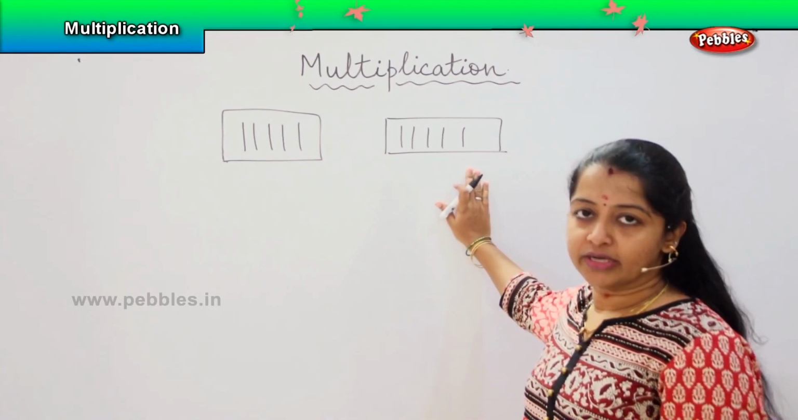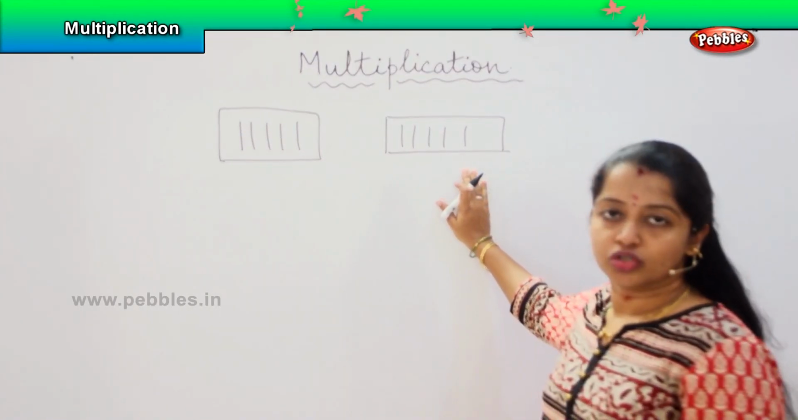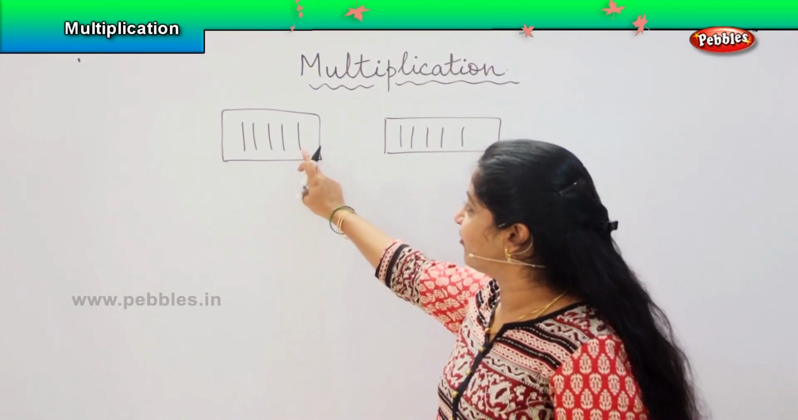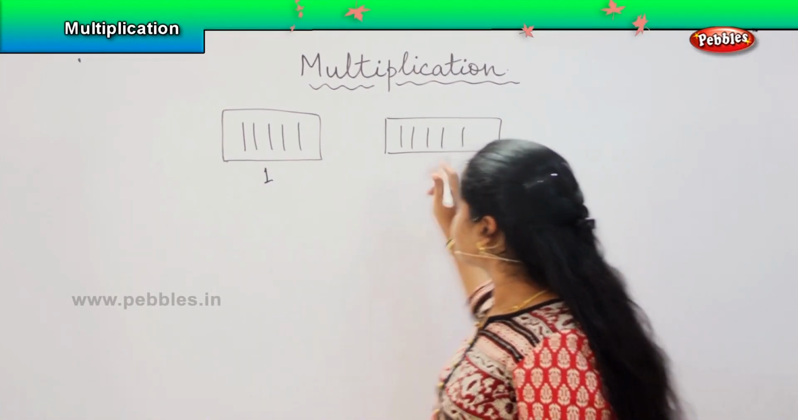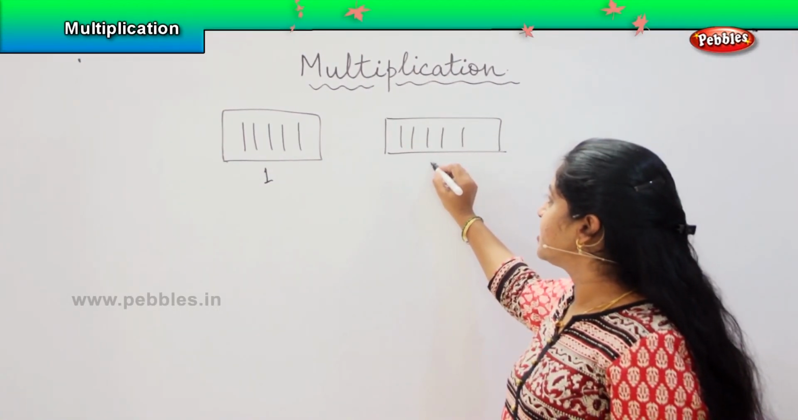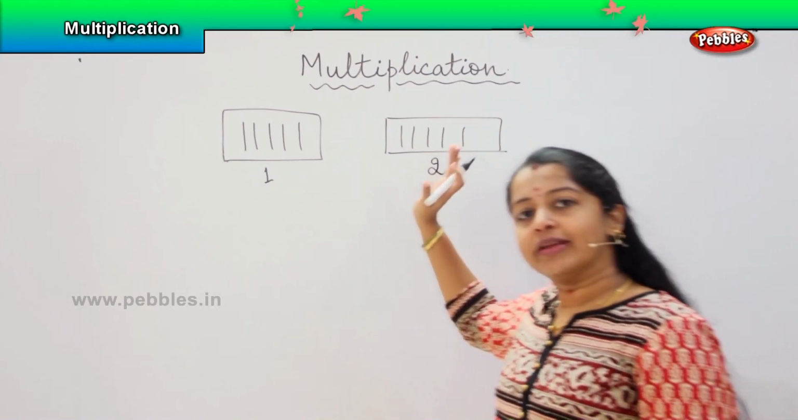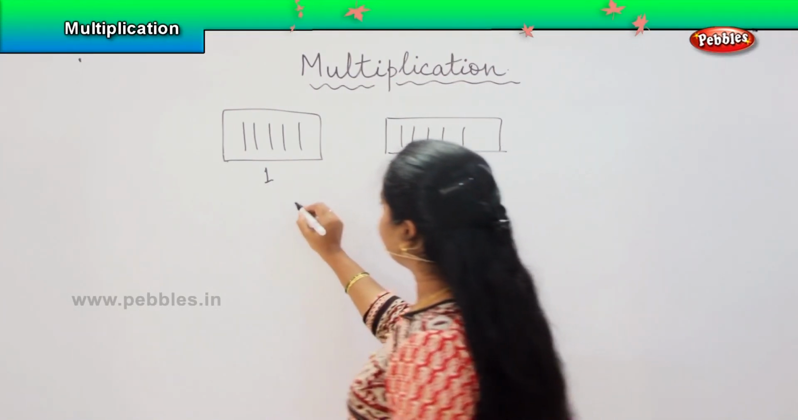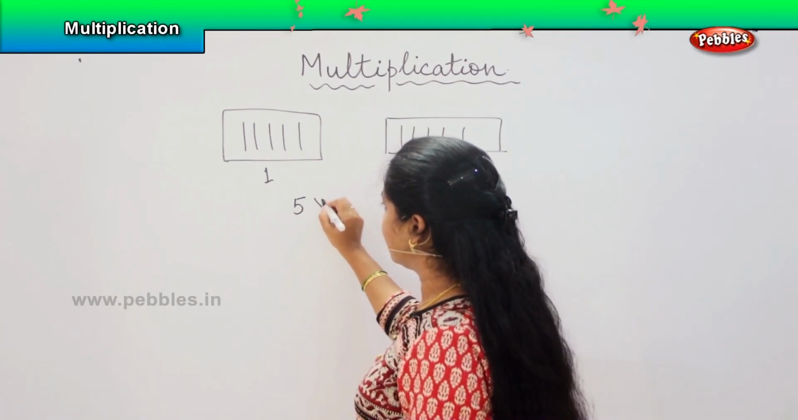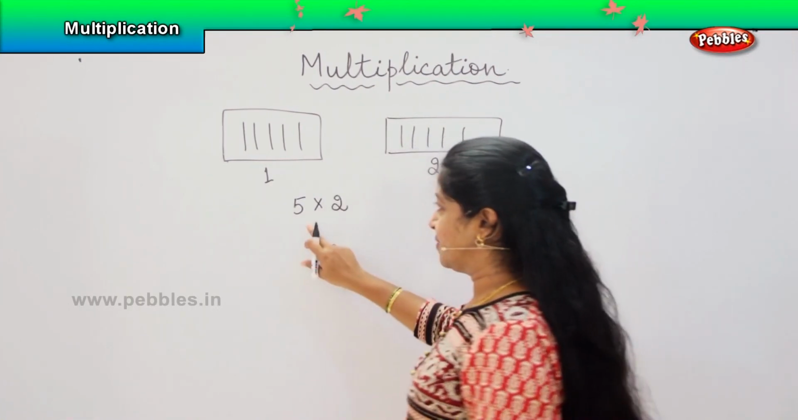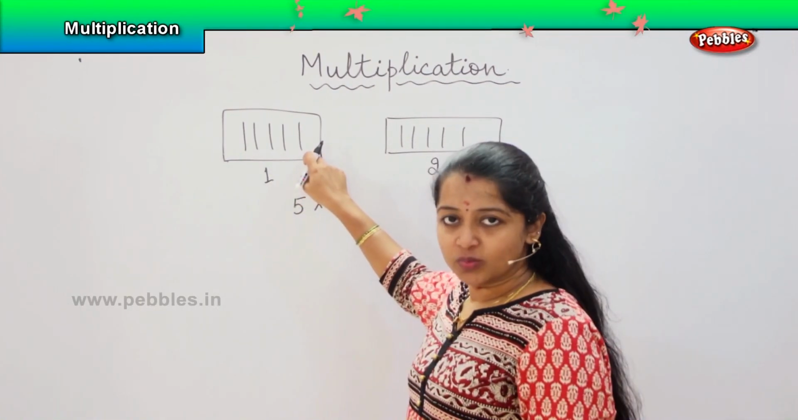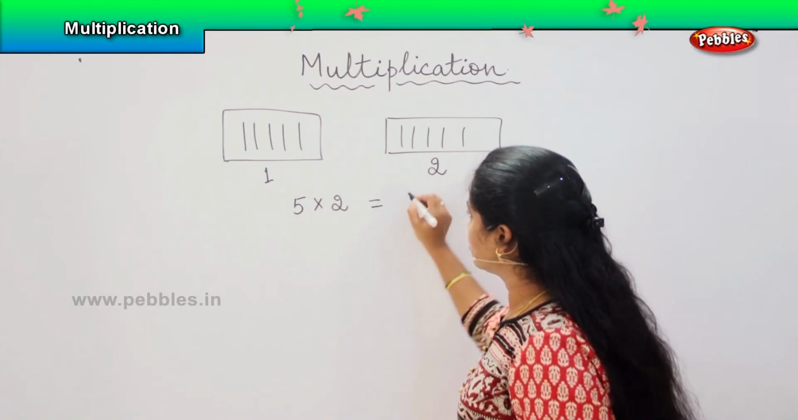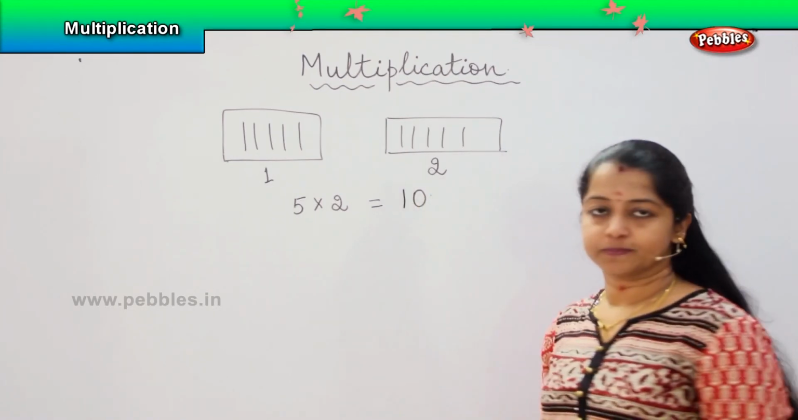So the first thing I have done is I have grouped it into 2. Each group is having the same number. See here, 1, 2, 3, 4, 5. This is group 1. 1, 2, 3, 4 and 5. This is group 2. So each group is having the same quantity, right? So here what I will do is 5 into 2, which means 5 denotes the number of objects present in one group and 2 denotes the number of groups given. So 5 into 2 is equal to 10.